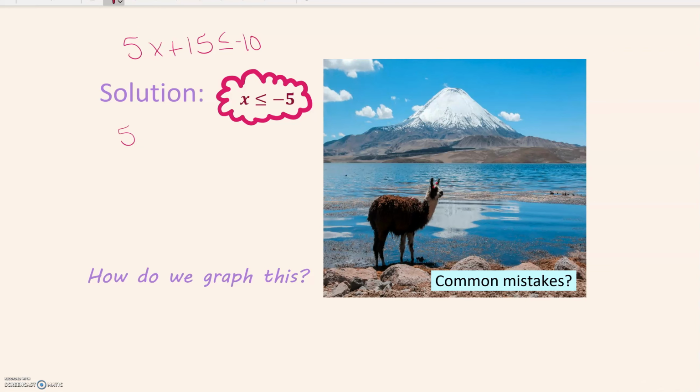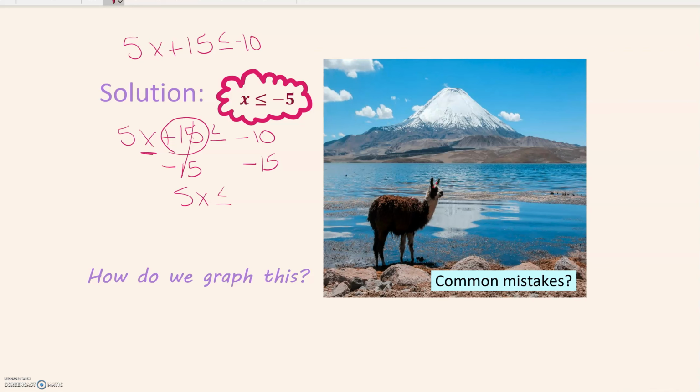If I have that 5x plus 15 is less than or equal to -10, the first thing I need to do to isolate my x is to get rid of this positive 15. And I'm going to do that by subtracting 15 because that's its inverse to both sides. I'm going to rewrite what's left. I have 5x is less than or equal to negative 10 minus 15.